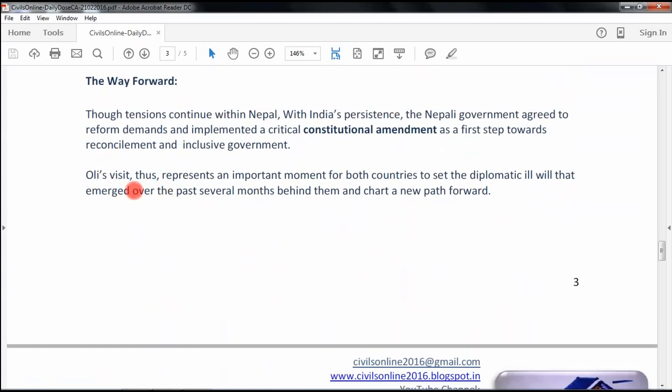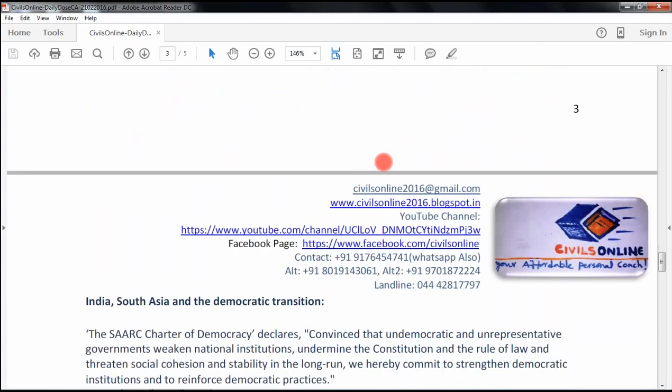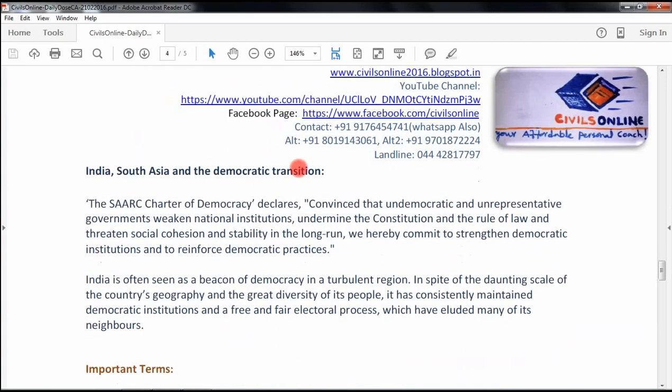So, on this backdrop, the Prime Minister of Nepal Oli's visit represents an important moment for both countries to set the diplomatic ill will that emerged over the past several months behind and chart a new path forward. Let's hope the democratic transformation in Nepal will go on and Nepal will move to the path of economic and social development.